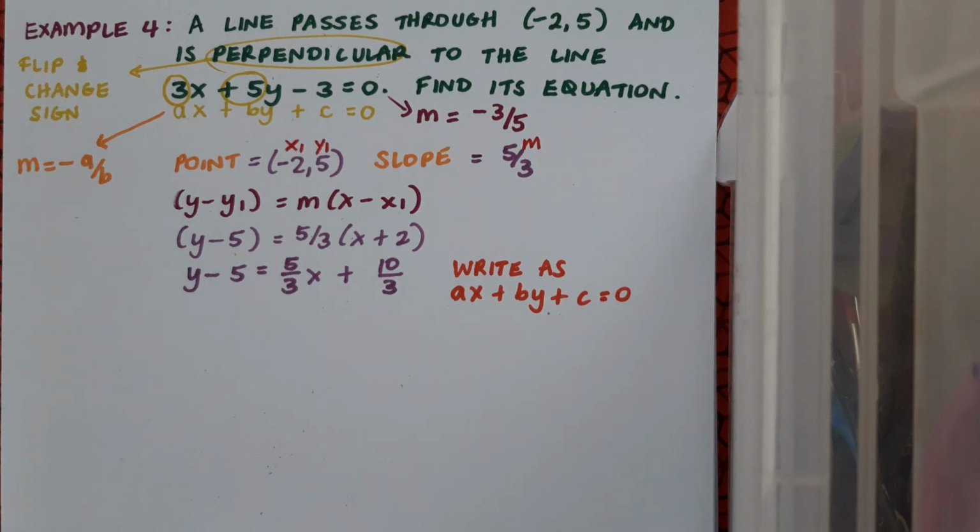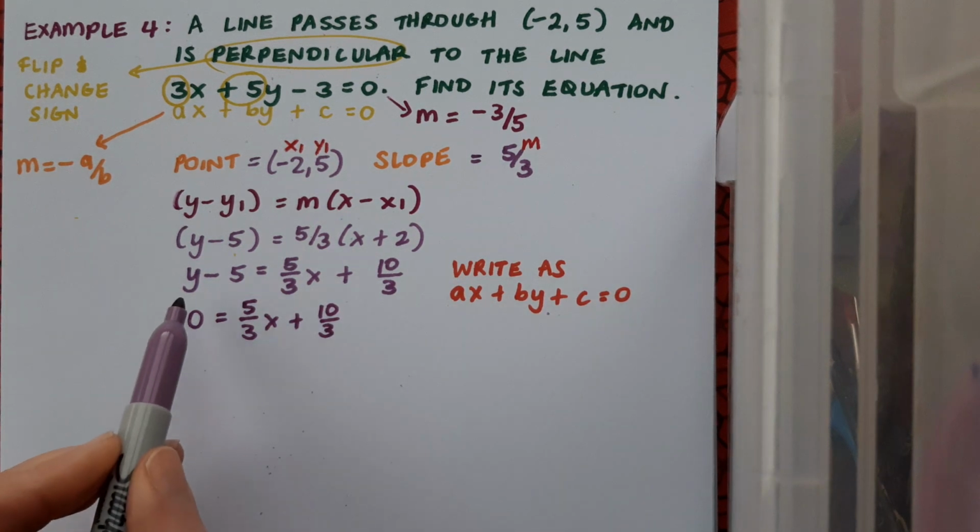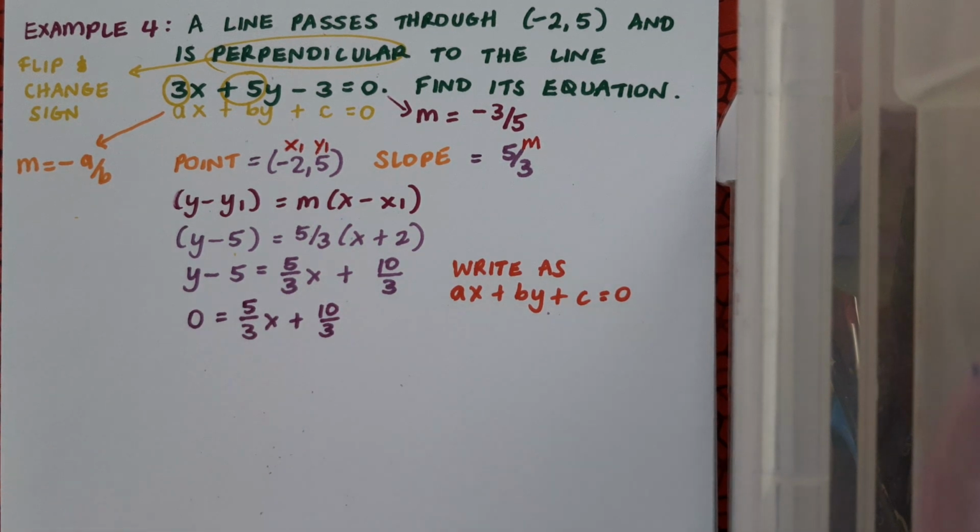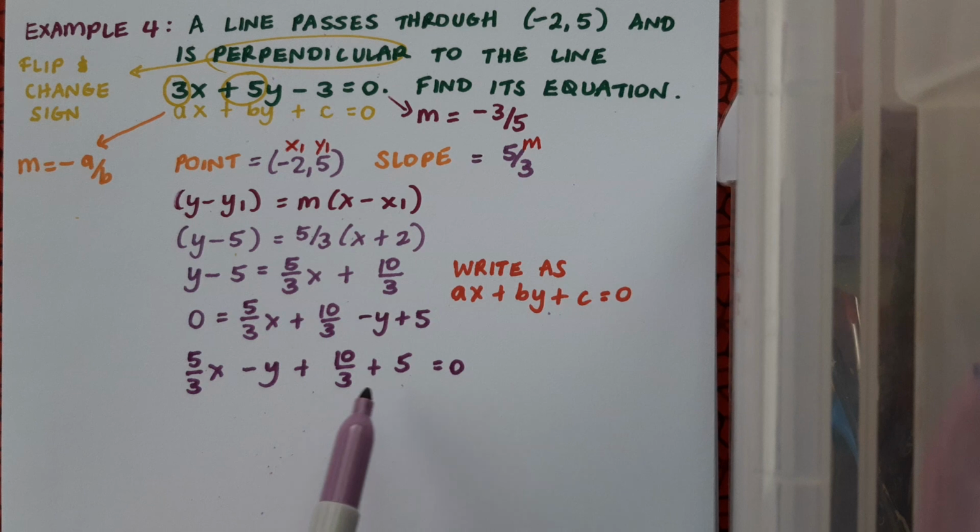Okay, so I'll have nothing left on the left-hand side, and everything on the right-hand side can stay where it is, and the y will become a negative, and the 5 will become a positive. And let's just put things in the right order now. So I'm just flipping that equation. So 5 over 3x minus y plus 10 over 3 plus 5 equals 0.